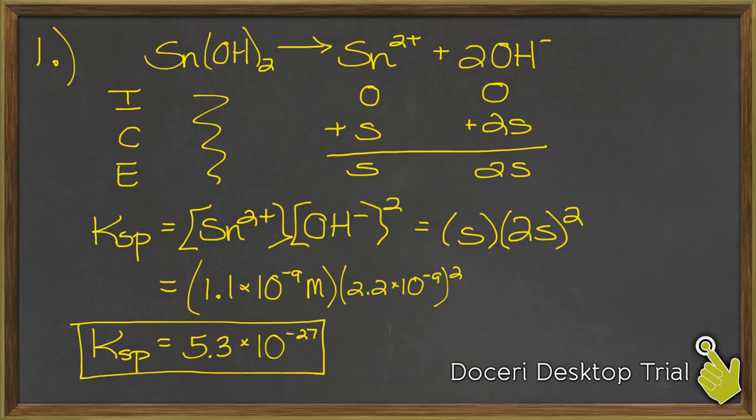That problem was a little bit different because usually we are just given the value for S, which is the solubility of the solid, of this tin hydroxide, and you can just substitute that in anywhere that you see S. This problem was a little different because instead of giving us the value for S, they gave us the molarity of one of the pieces, which was equal to 2S. So that was a little bit tricky.